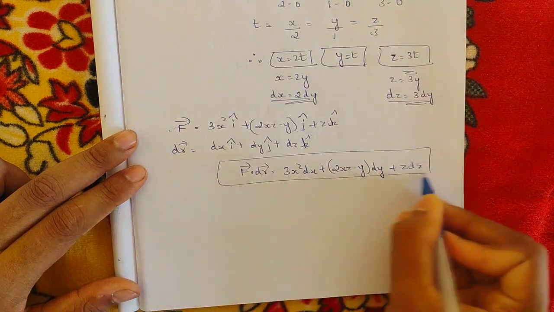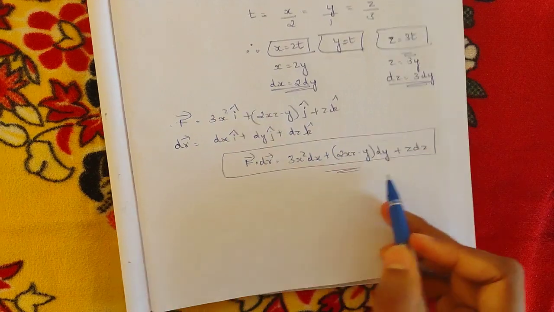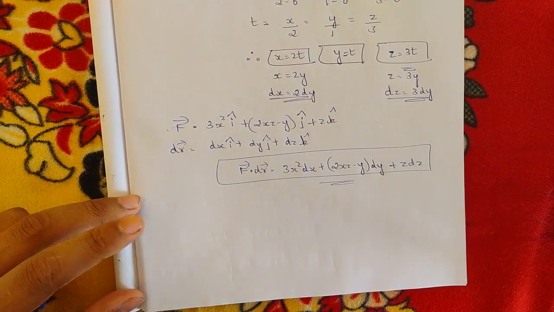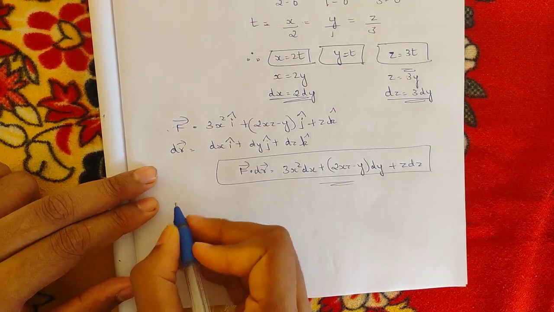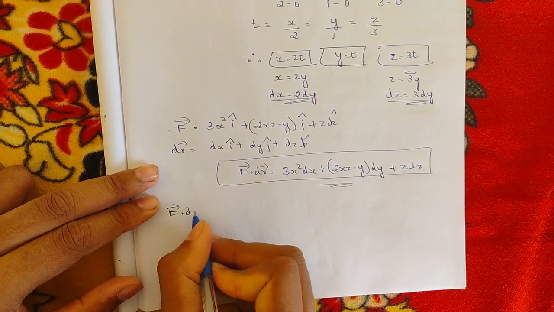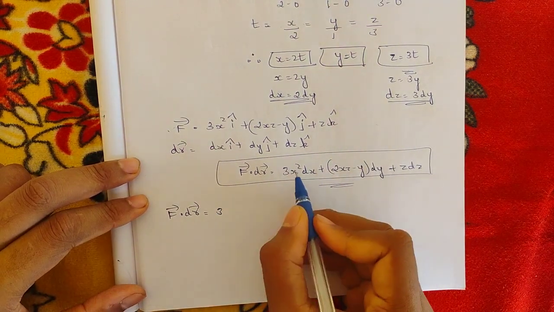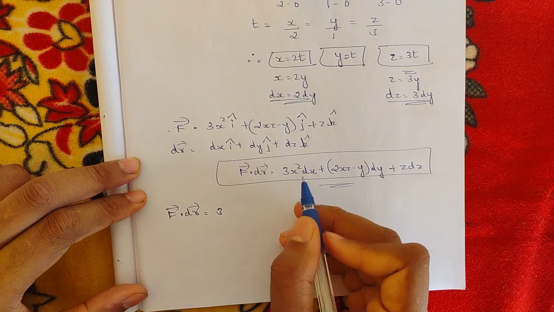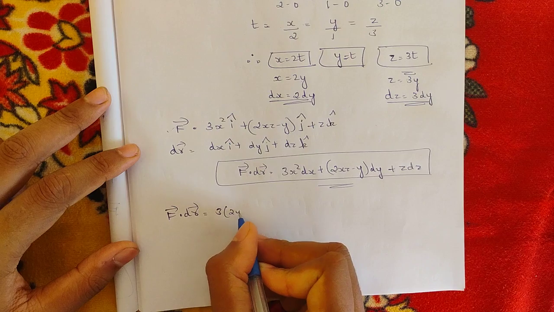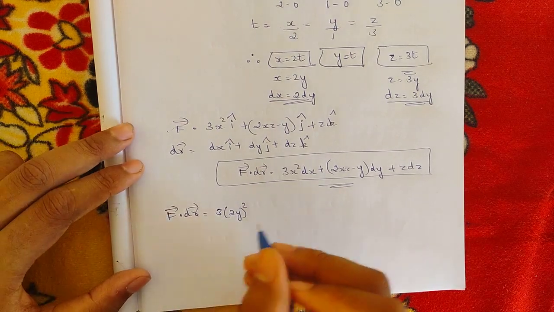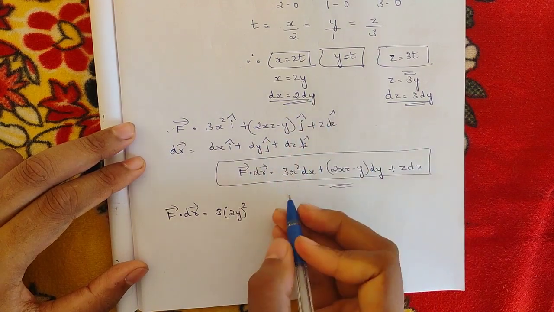This we would be getting as f dot dr, but whatever values we have substituted, we are going to put them in this equation and make the whole equation in terms of y only, okay? Since we got one conclusion that y is equal to t, f dot dr is equal to 3 into x squared, okay? What is x? x is equal to 2y, so (2y) the whole square into dx. What is dx? dx is equal to 2 dy.